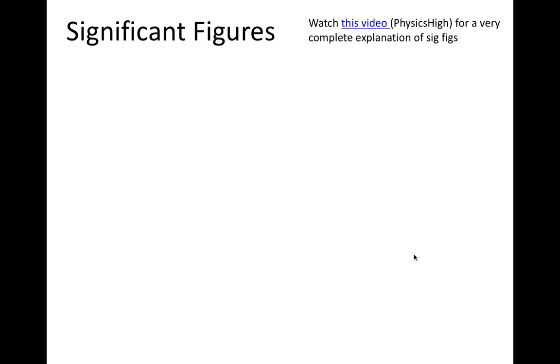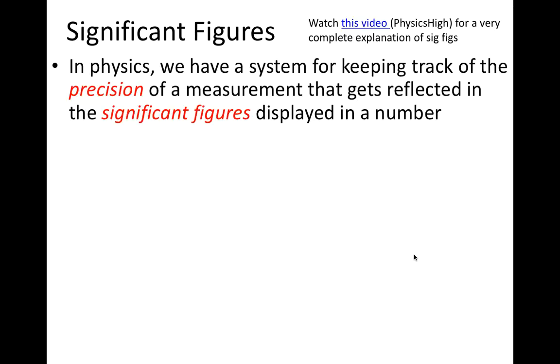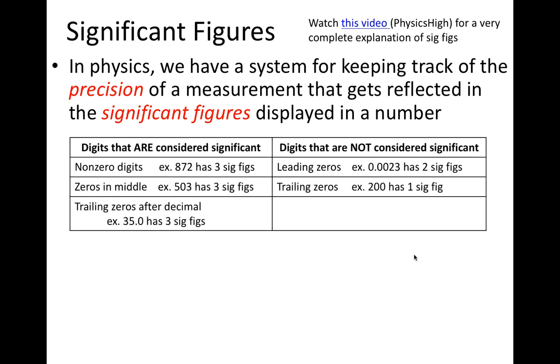In science, we have a system to keep track of the precision of a measurement. Later in this unit, we're going to discuss precision in more detail. This system is called significant digits, sometimes also called significant figures, which we lovingly refer to as sig figs. To determine the number of significant digits in a measurement, we're going to follow these rules.